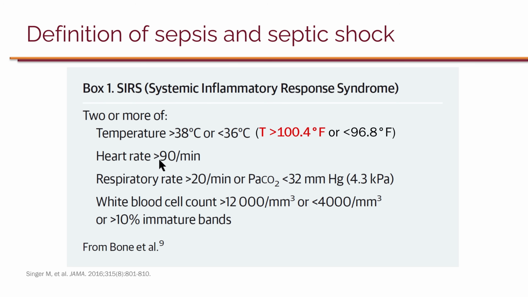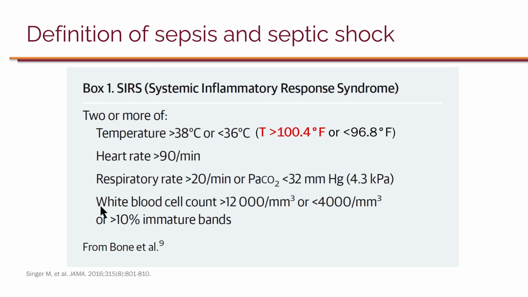And then heart rate of more than 90 beats per minute is the second criterion. The third one is respiratory rate of more than 20 or PaCO2 of less than 32. More commonly, we will have the respiratory rate available in the patient chart. The fourth is an elevated white blood cell count, more than 12,000, or if somebody's white blood cell count is depleted, less than 4,000, that's one criterion.